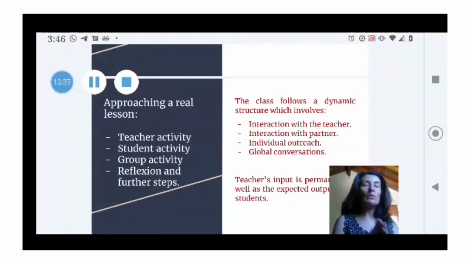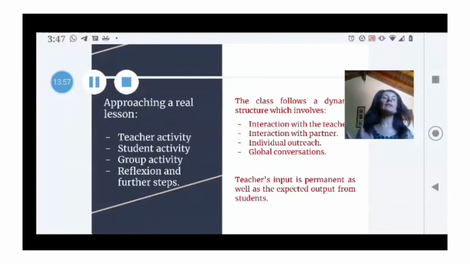Teacher input must be permanent, and expecting an output from the students is also very important, but do not force them for the output if they are not ready enough.